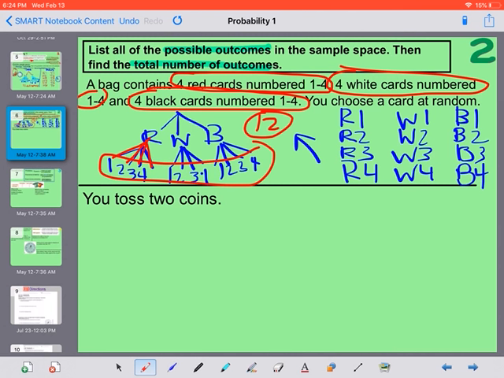Last one, and we're going to look at writing out our sample space, is tossing 2 coins. First, you can toss a coin and you could get heads or tails. So in our tree diagram, we could still get heads or tails. I'm going to write it in the same order that I said it.